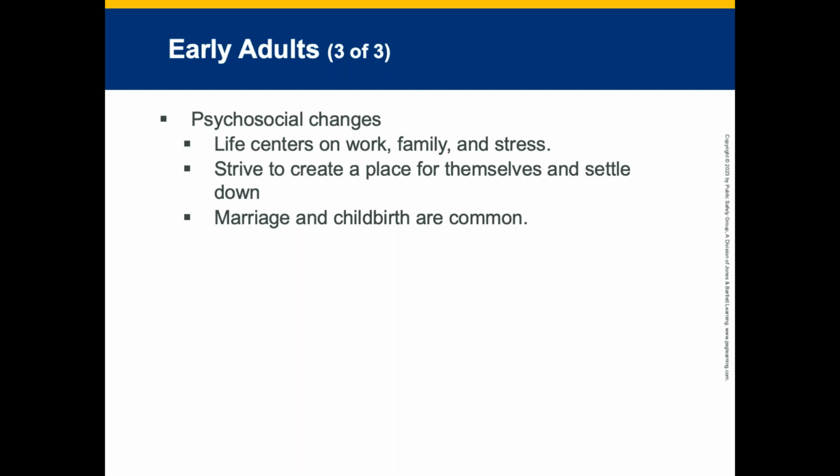Some of the psychosocial changes for early adults: life centers on work, family, and stress. They strive to create a place for themselves in the world, and many do everything they can to settle down. Job stress becomes very high. A lot of times you'll see young marriage and childbirth are common. Childbirth in this age range is also the most common of any age group. It's one of the most stable periods of life as well, and there are generally fewer psychological problems related to well-being.